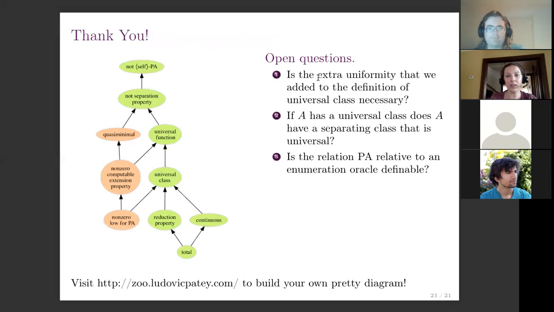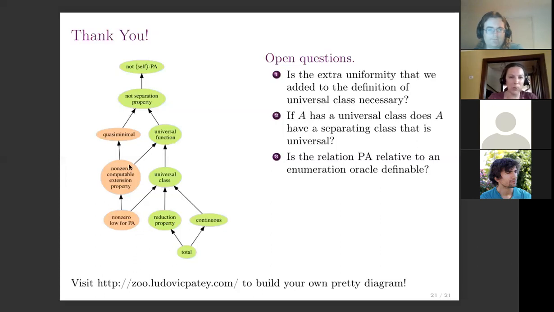In conclusion, I have these several open questions. The first of all: is this extra uniformity that we added at the end necessary? In many cases with enumeration degrees, enumeration reducibility, it turns out that you get some uniformity for free. But in this case, we weren't able to show that you get this one for free. We tried.